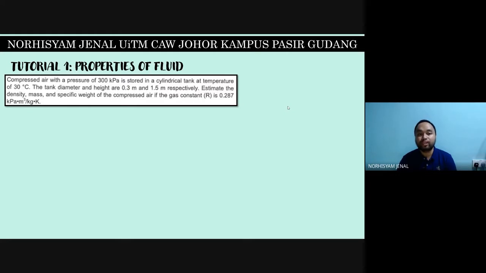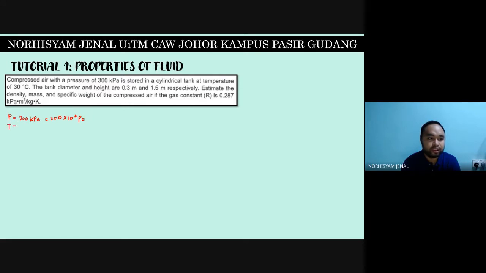Compressed air with a pressure of 300 kilopascal is stored in a cylindrical tank at temperature 30 degrees Celsius. So we can assume this is P absolute. So the pressure is 300 kilopascal, or equals 300 times 10 to the power of 3 pascal. And then stored in a tank at a temperature of 30 degrees Celsius.